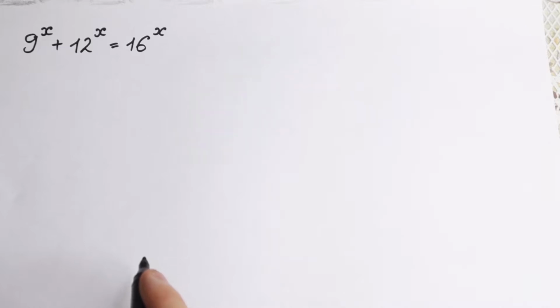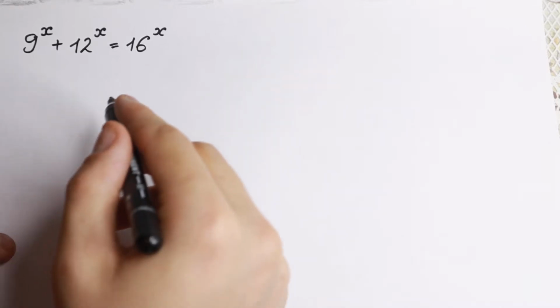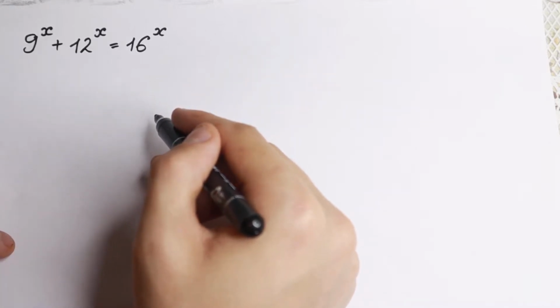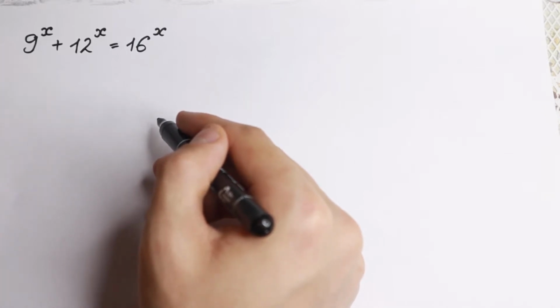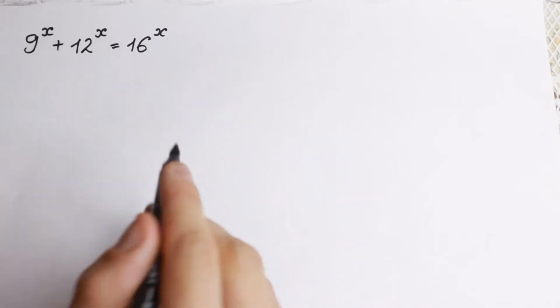Really interesting exponential equation today. We have 9 to the x plus 12 to the x equal to 16 to the x. And how can you solve it? Because we have all different bases, it looks like a difficult problem, but I want to show you a really good approach. Take a look closely.